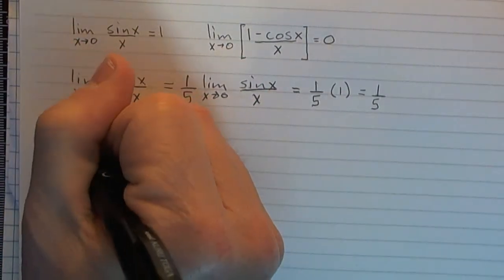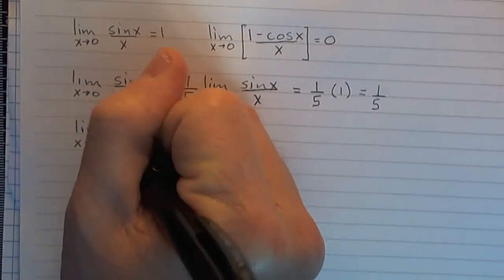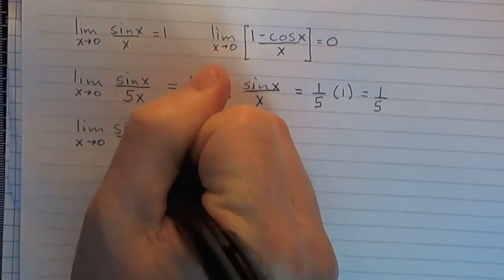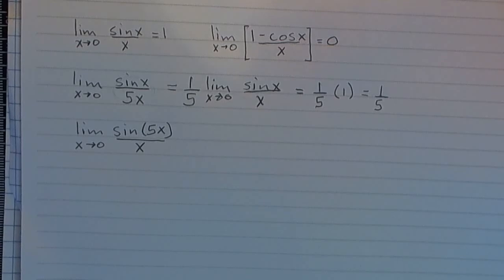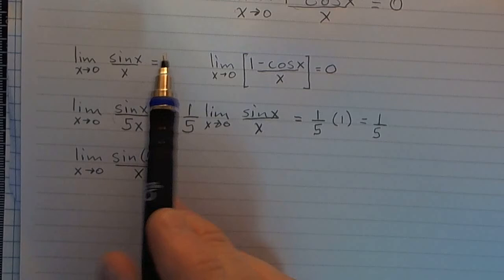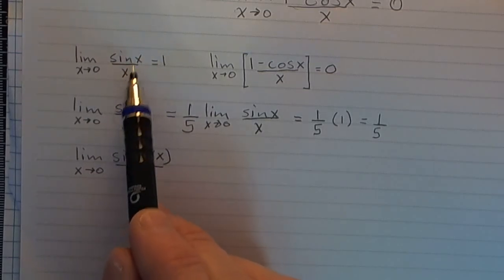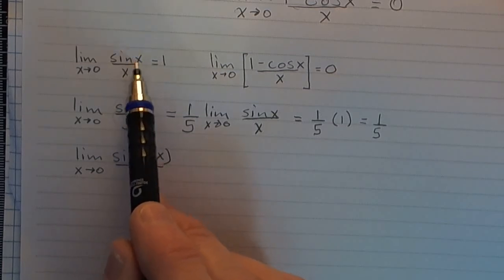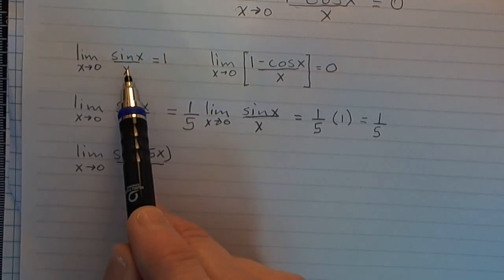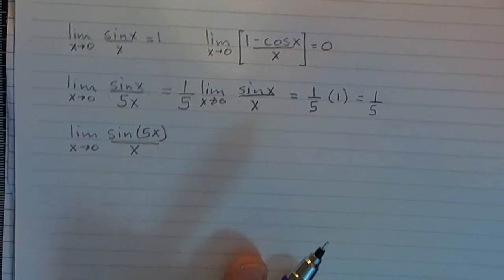Now let's suppose we've got one that looks like this. Let's suppose the limit as x goes to 0 of sine, and now we've got a 5x up here. Okay, so how do we deal with that? Well, the thing about this limit is that it doesn't matter that this is x and this is x. This could be 5x and this could be 5x, as long as what's inside the trig function is the same as what's down here. So this could be 7x as long as this is 7x, and that limit would still be 1. There's nothing special about the variable we choose here.